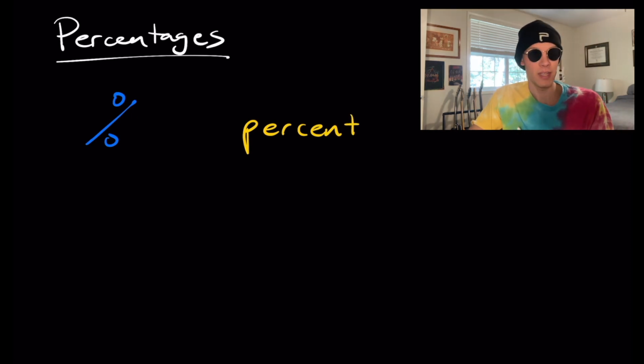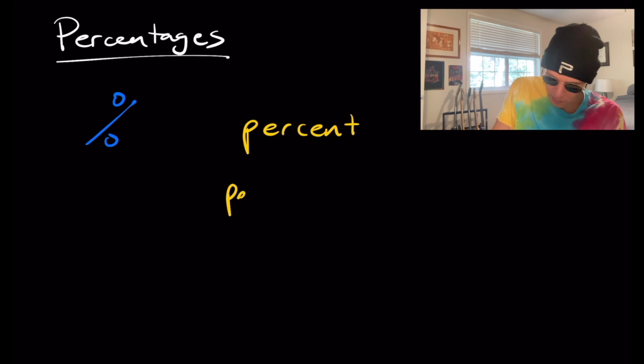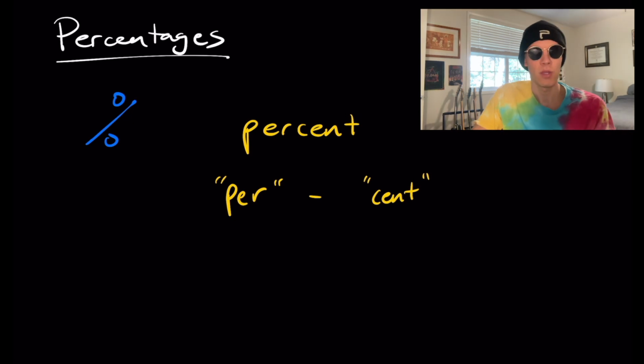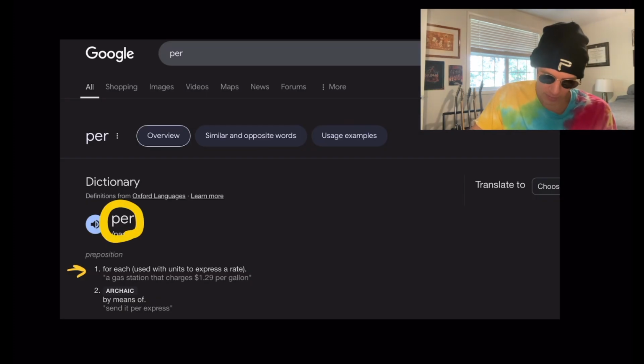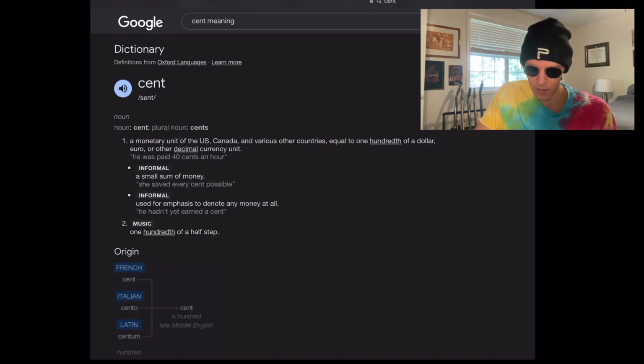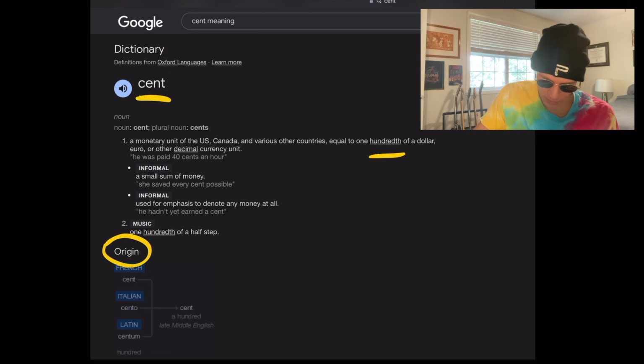So I see two words in this one word, one of them being per and the other being cent. So let's look up what both of those words mean, per and cent. A simple Google search tells us that per means for each, right? So per is for each. Another simple Google search tells us that cent has to do with hundredths or hundreds. You can see even down here the origin. That's a good place to look. I like to look there, especially to see where words come from, like what languages.